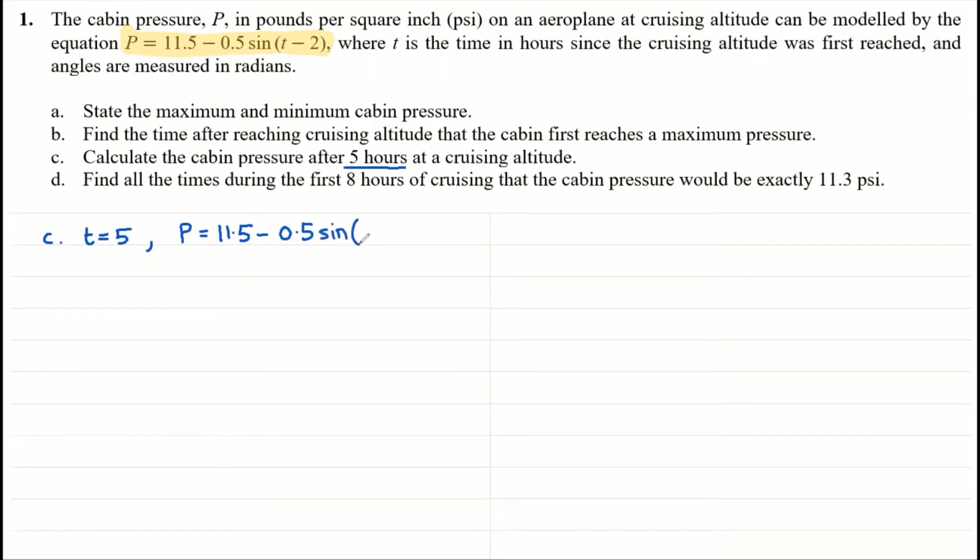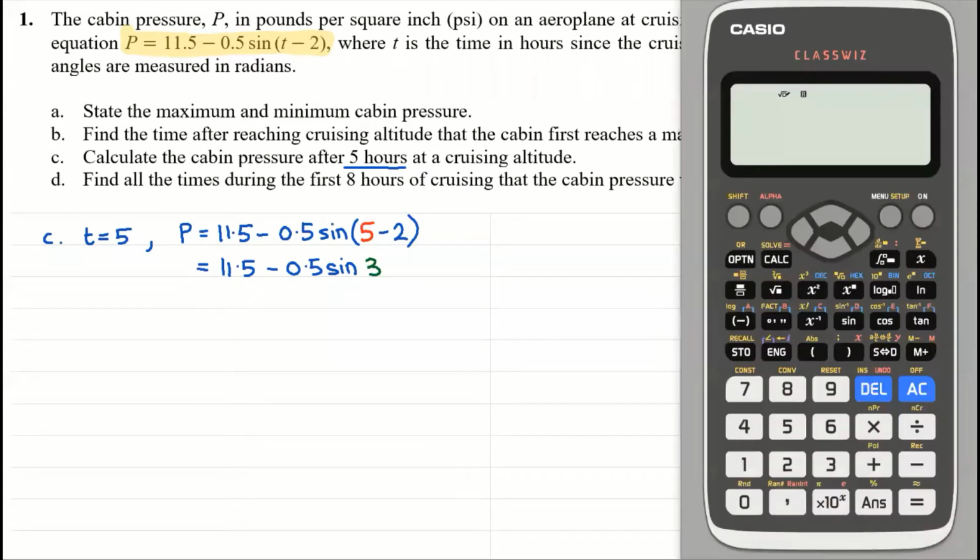So sine of, and we'll sub in t is 5, so that's 5 subtract 2. There we go, and that's substituted in. Just tidy up a little bit. So that's 11.5 subtract 0.5 multiplied by the sine of 3. Now, remember, this is in radians. So we'll use our calculator for this. Just bring the calculator up. Make sure your calculator is set to radians, as I have here. Just use the angle input on setup if you haven't done that already.